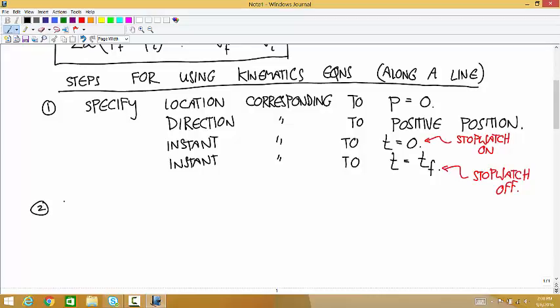The second step is to list out all the variables that you know and the variables that you want.